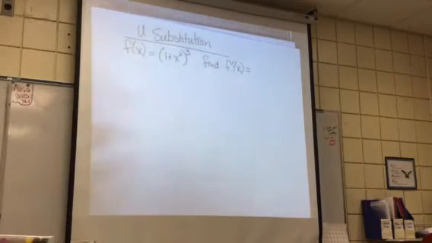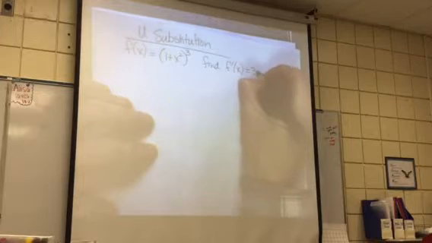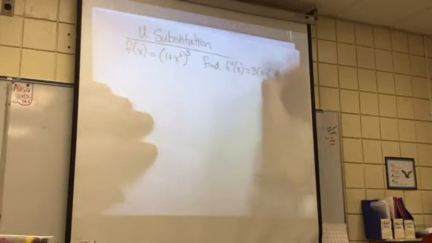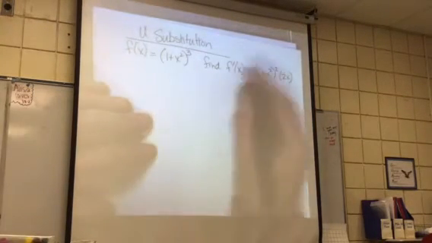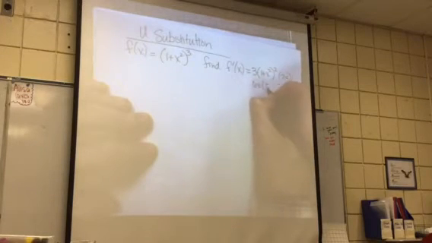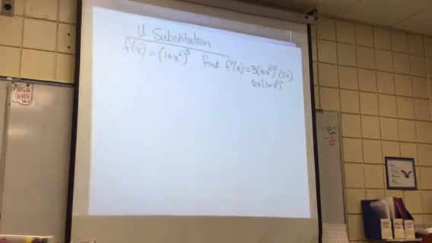Okay, so let's take that derivative. 3 times 1 plus x squared, all squared, and then times 2x. Okay, great. So wouldn't that really turn into 6x times 1 plus x squared squared? Yeah. Okay, so there was an inside function and an outside function.